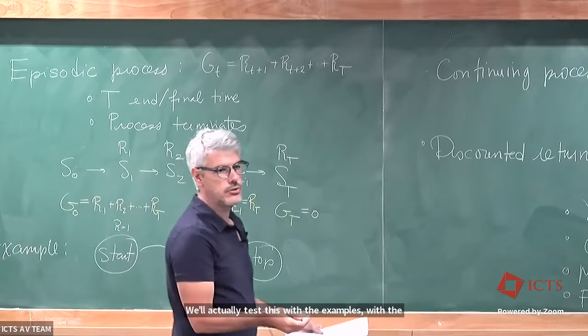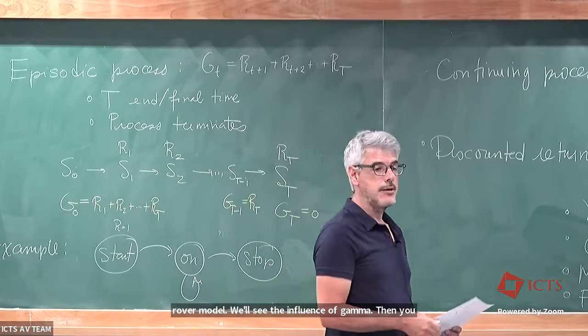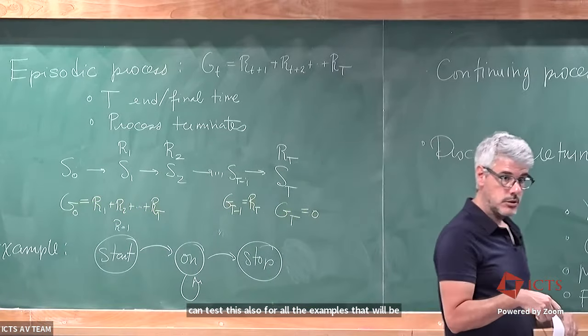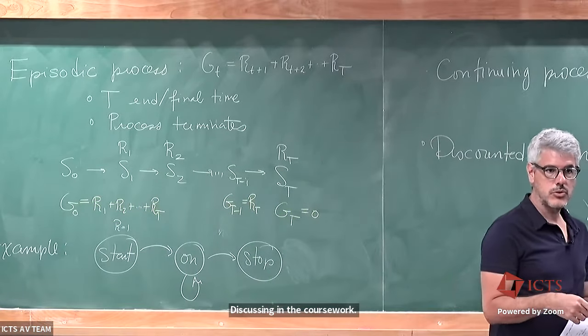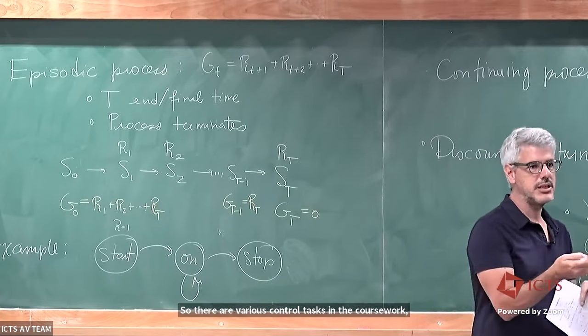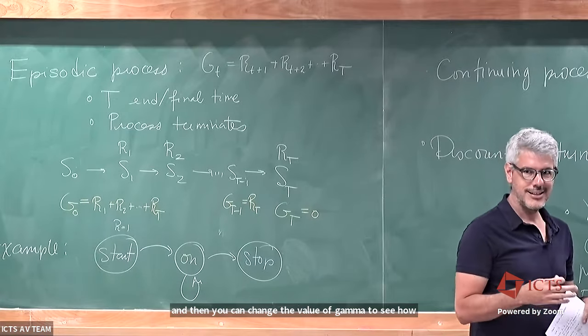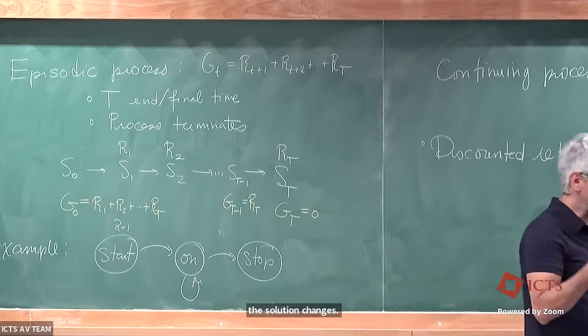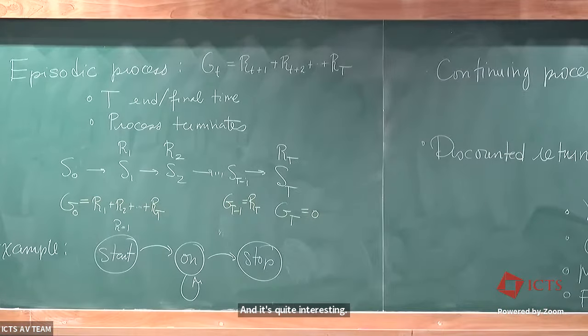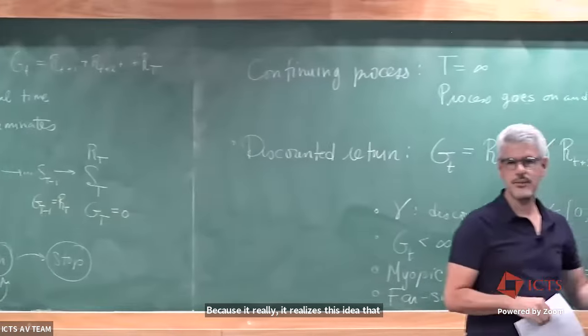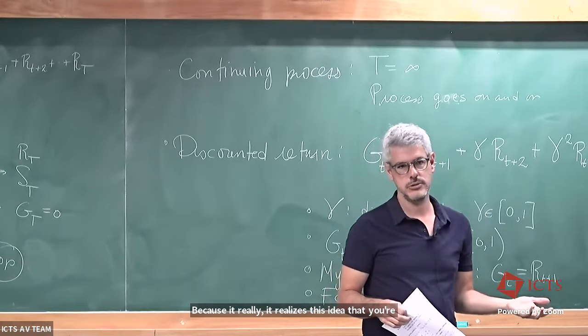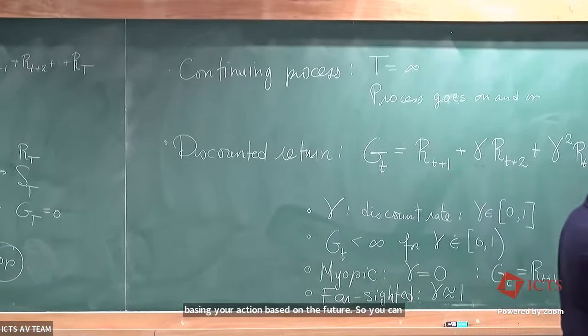Then you can test this also for all the examples that we'll be discussing in the coursework. There are various control tasks in the coursework, and you can change the value of gamma to see how the solution changes. And it's quite interesting because it realizes this idea that you're basing your action on the future. So you can weight the future in different ways, and of course, it's going to lead to different optimal controllers. Okay.